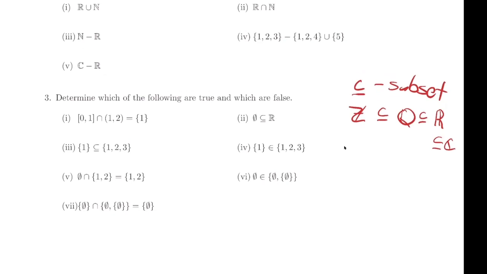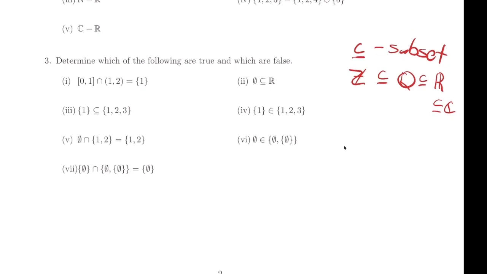Let's try and think about whether these statements are true or false. In statement 1, these things are referring to interval notation. When we say something like the closed interval from 0 to 1, this is the same thing as saying all x in the real numbers such that x is between 0 and 1 inclusive. That's another way we could write out that set.